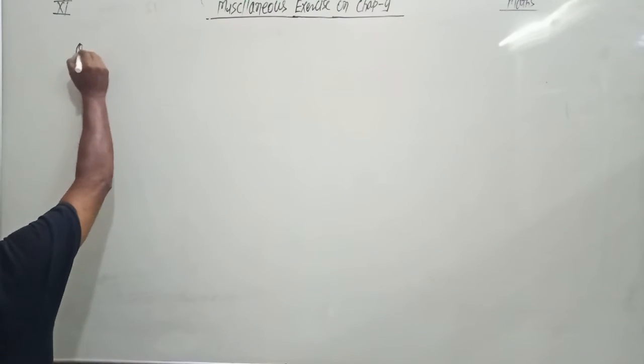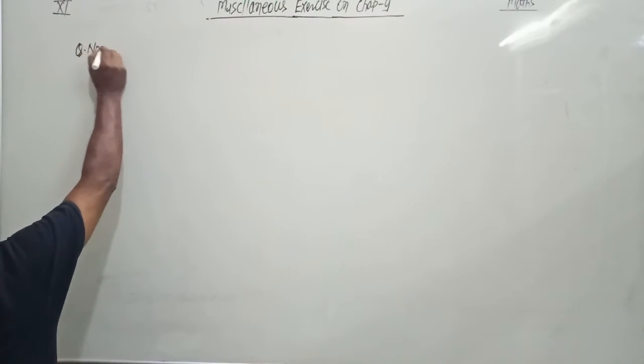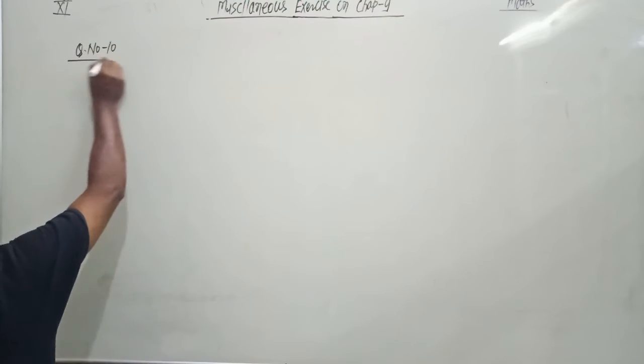Question number 10. The sum of three numbers of a GP is 56.